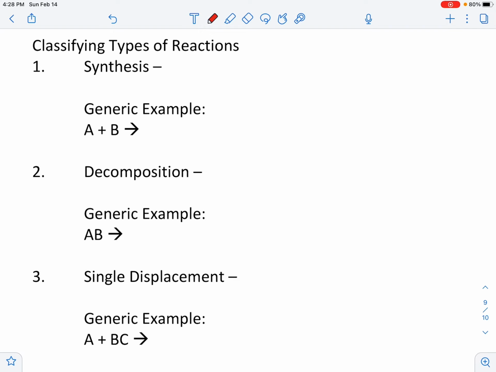A synthesis reaction is where we form one substance. In our generic example, we're going to write our products on all of our generic examples. If we've got A plus B, we're combining them to form one substance, so our product is AB. Notice how they're together? Notice how we formed only one.